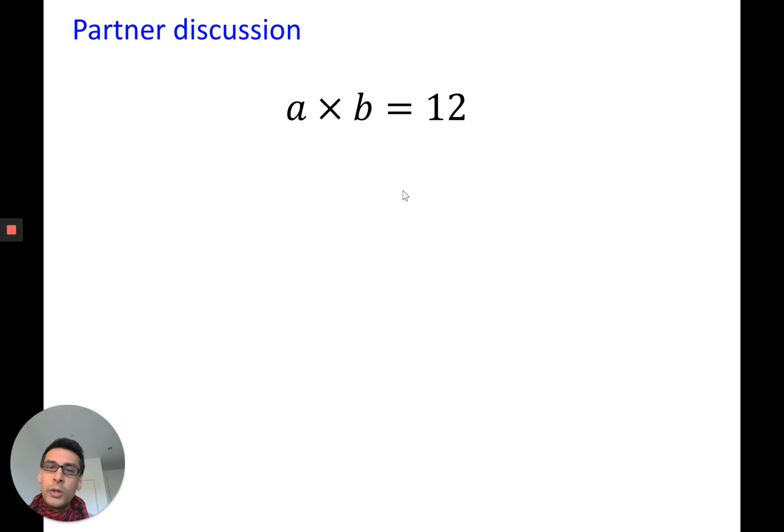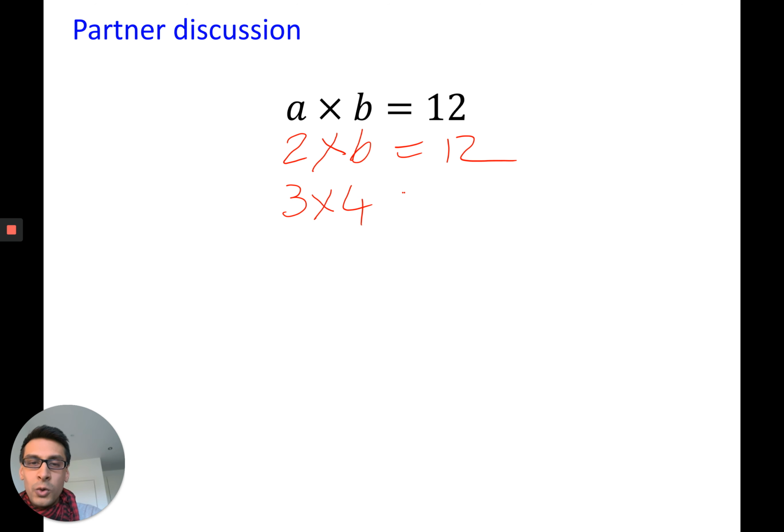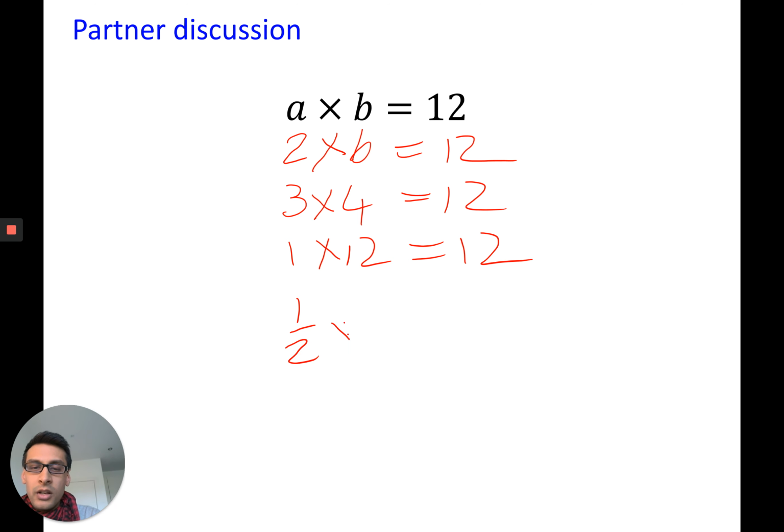Okay, so for example, you might get a really simple, obvious answer. 2 times 6 is 12. You could get 3 times 4 is 12. 1 times 12. Are there any other combinations? Well, you could have, for example, half times 24 to give you 12. There's lots of possible combinations there.